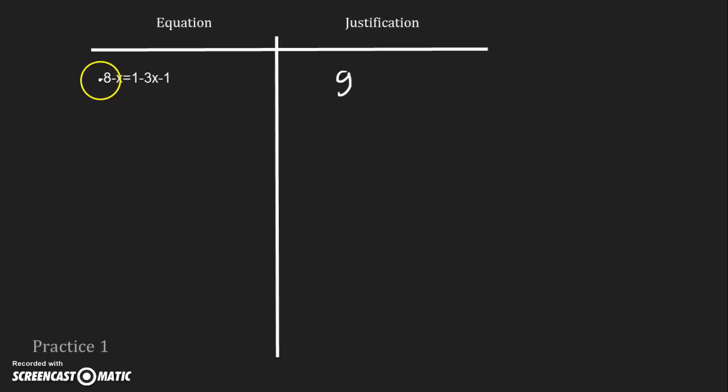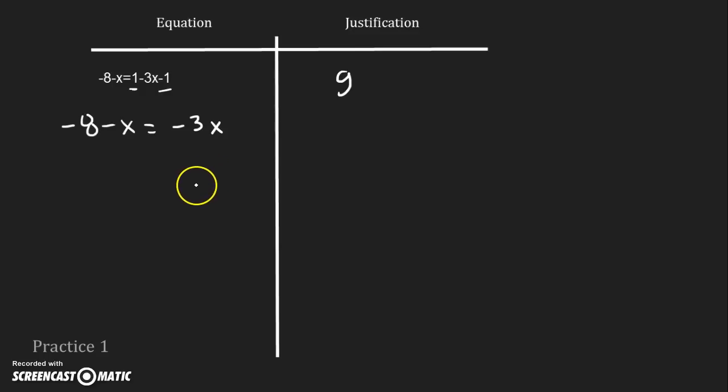So negative 8 minus x can simplify. 1 minus 3x minus 1. We've got like terms. We've got 1 and we've got negative 1. We can go ahead and simplify those. So we've got negative 8 minus x, and then after we simplify this 1 minus 1, 1 minus 1 is 0, so we're just left with negative 3x.